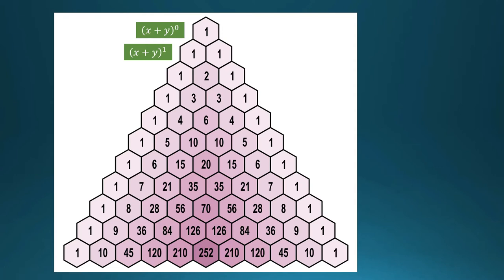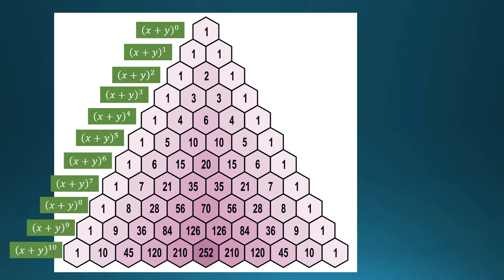How about when we raise it to 2? What is x plus y squared? These numbers are going to be the numerical coefficients of your expanded binomial. It's going to be 1x squared plus 2xy plus y squared. The same with x plus y raised to 3. We already saw this from our previous video. The numerical coefficients are 1, 3, 3, and 1.